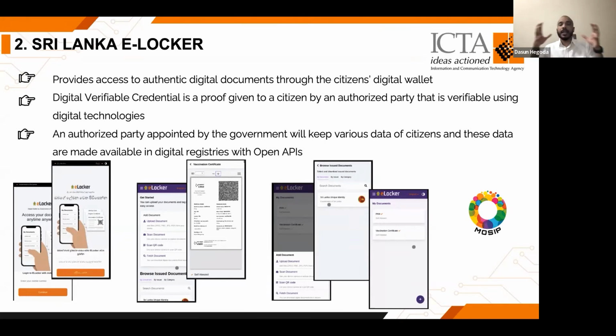The entire journey we implemented in our POC is that a citizen comes and gets authenticated through the MOSIP stack. Then he can access his digital credentials in eLocker. It was powered by the Sunbird RC stack. Even in this project, we implemented in a trilingual manner, supporting Sinhala, English, and Tamil.